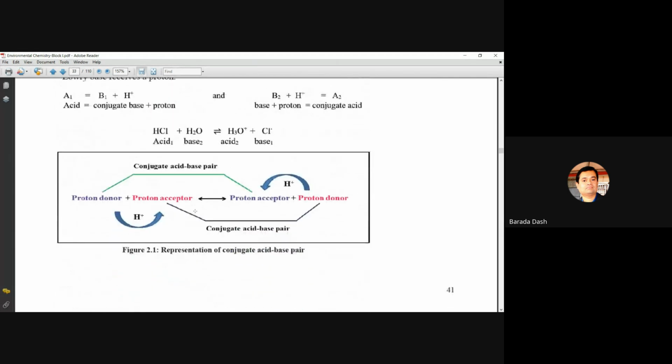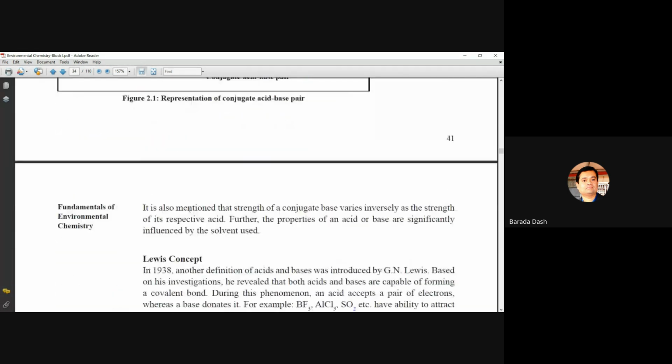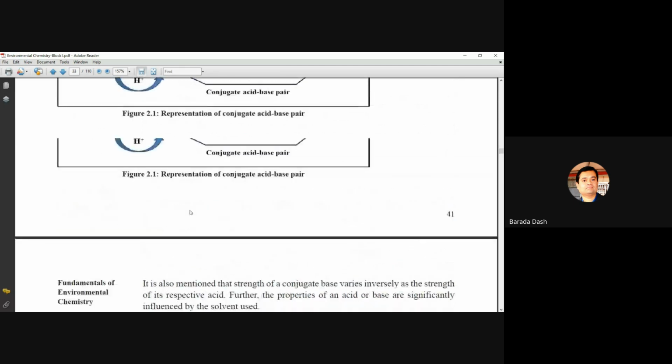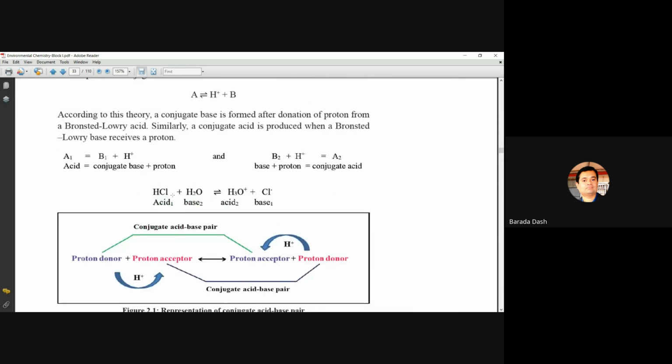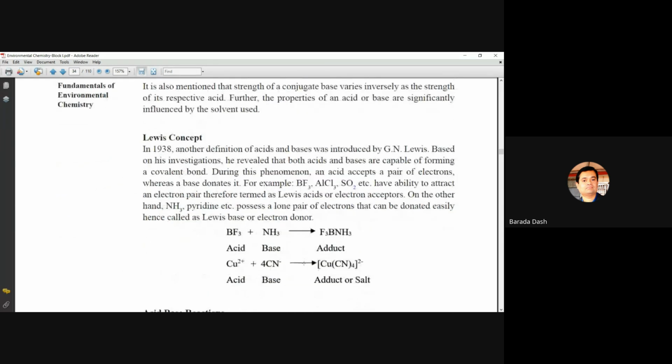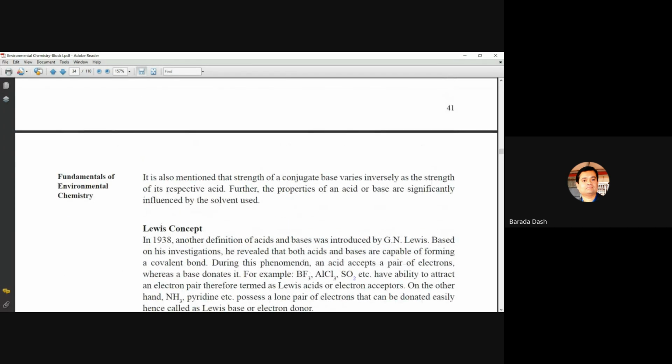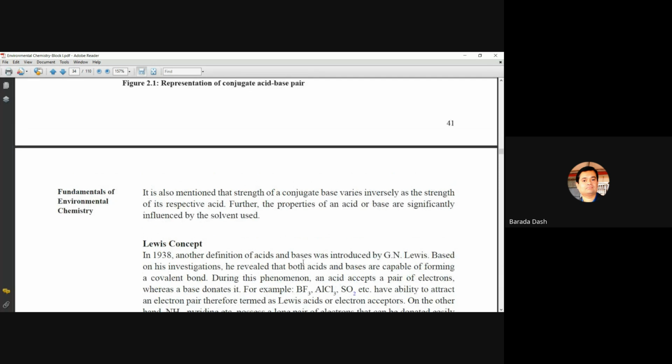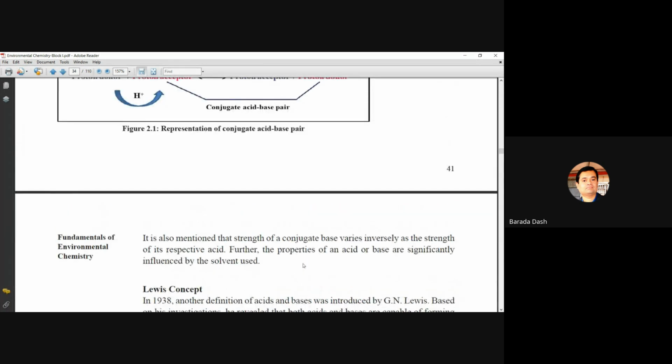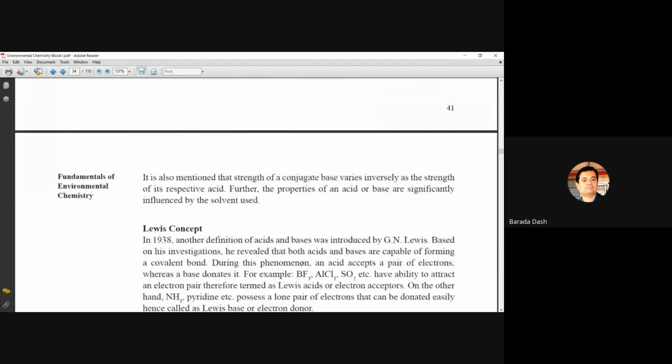So then what will happen? When acid and base react together, another acid and another base are produced, basically a conjugate acid and a conjugate base. Another thing is that a salt and water are also produced, for example NaOH plus HCl gives NaCl plus water.